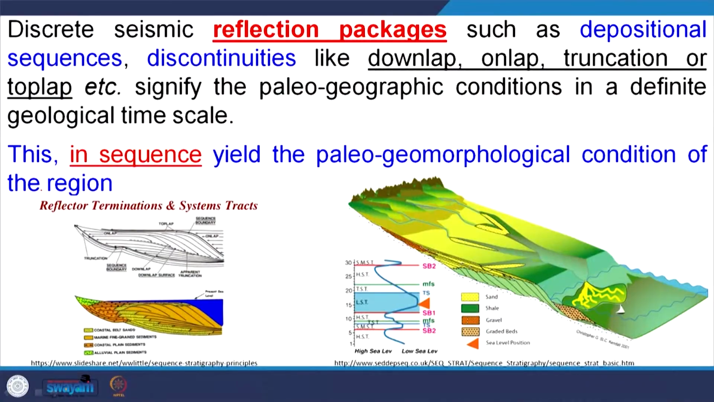So, discrete seismic reflection packages such as depositional sequences, and discontinuities like downlap, onlap, truncations or toplap, signify the paleogeographic conditions in a definite geological time scale. This sequence yields the paleogeomorphological condition of the region. So, that means those depositional sequences, directly or indirectly, are pointing towards the involvement of geomorphic processes in a particular geographical area and geological time scale.